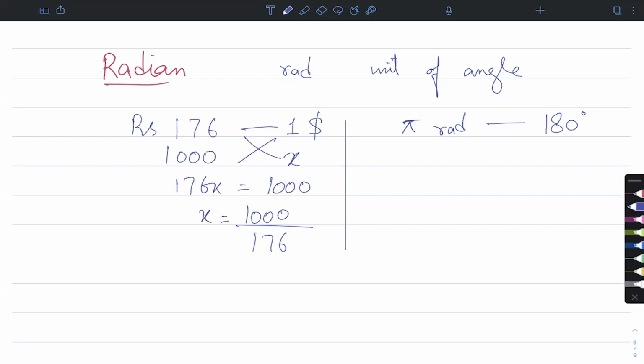Okay, so let's say I want to know how much 45 degrees is in radians. So it will be x. So 45 pi is equal to 180 x, and x is going to be 45 pi over 180, right?